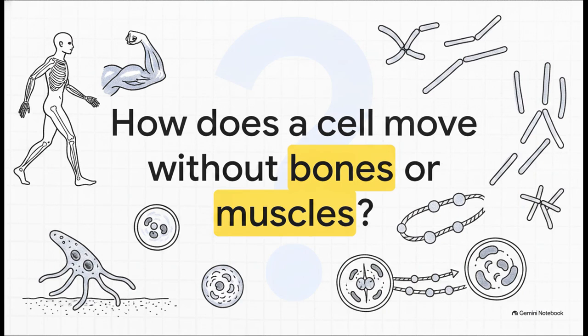So think about this for a second. How on earth does a cell actually move around without bones or muscles? I mean, we rely on our skeleton to stand up, walk, lift things, right? But a microscopic cell somehow manages to crawl across surfaces, divide itself perfectly in two, and shuttle materials back and forth, all without a single bone. No way, right? How is that even possible?